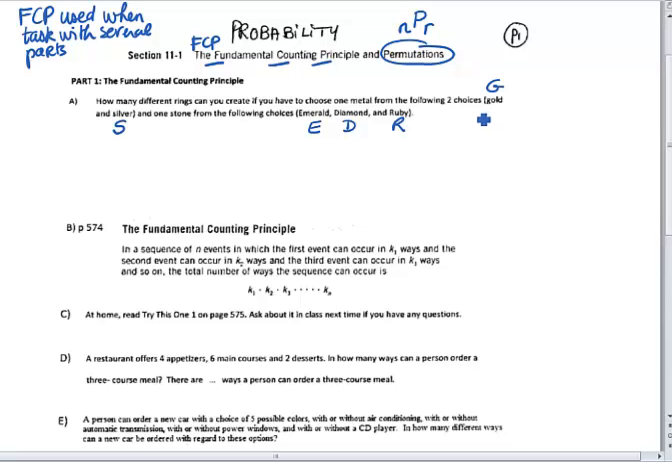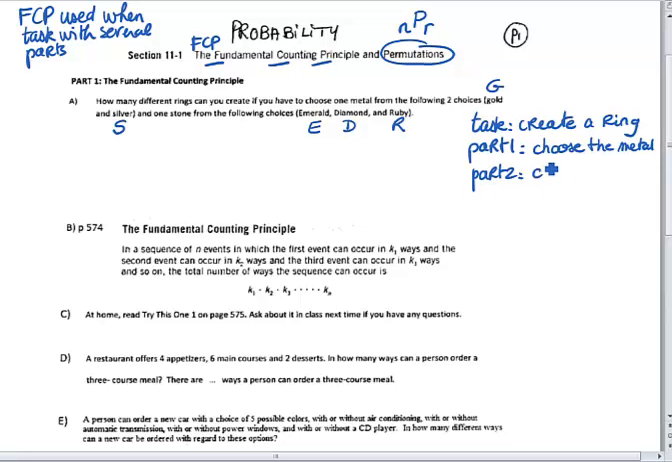So if you think about it this way, you have a task which is to create a ring, and then part one of that task is to choose the metal, so select the metal, and part two would be to choose the stone to go on it. So we indeed have over here a task with several parts. So check mark on that. So how do we organize the answer? How do we think about it? We could do it by doing what's called a tree diagram.